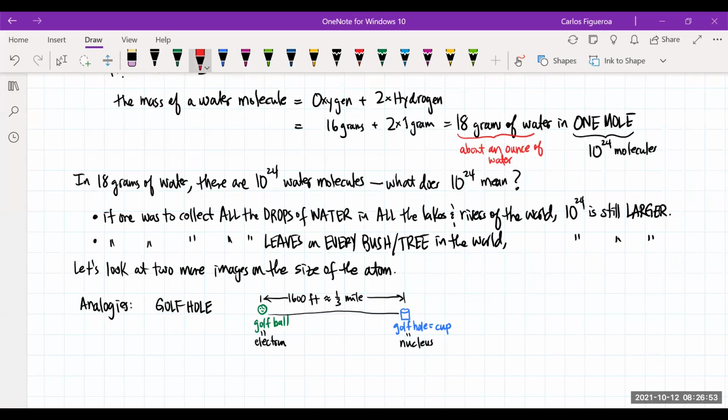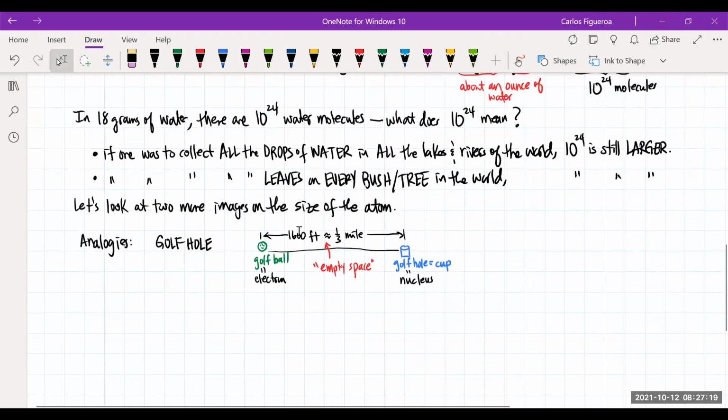And then what a lot of times people say here is that in here is empty space. That's what some textbooks claim. I strongly disagree with that, but that's one image. So you would see here that the electron is pretty far away from the nucleus, just from that image.